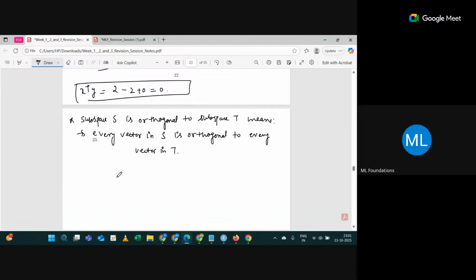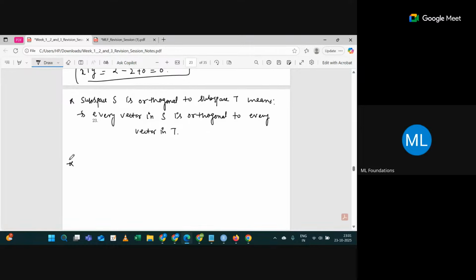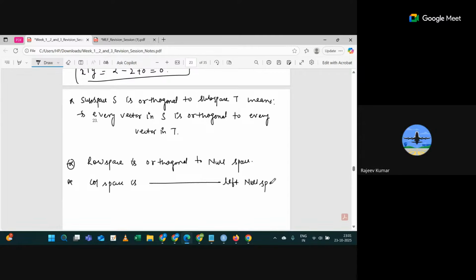So there are two things. I will not go into the derivation, I'm just giving you the idea. Row space is orthogonal to null space. And column space is orthogonal to left null space. Okay, so this is the idea.